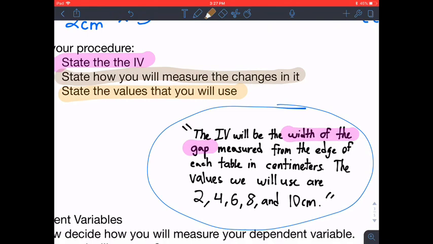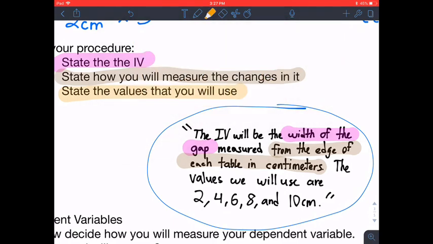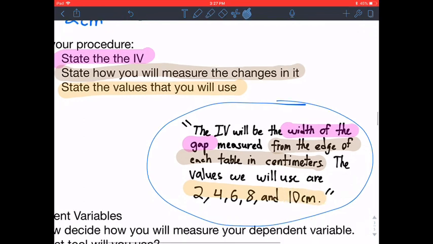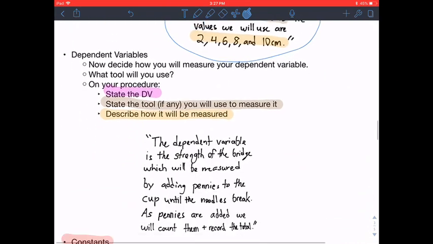And I'm going to highlight that in brown. So we're going to measure the gap from the edge of the table in centimeters. Notice I used the unit and I gave a little more detail about how it would be measured. And then lastly, in orange, I'm going to highlight that it says you should state the values that you will use. So in this case, we're going to use 2, 4, 6, 8, and 10 centimeters. This is full credit on a procedure when describing an independent variable.